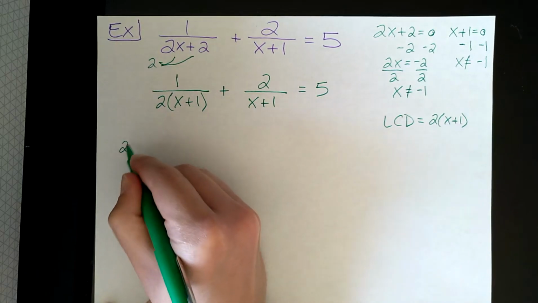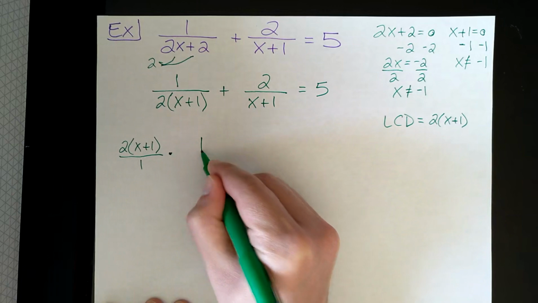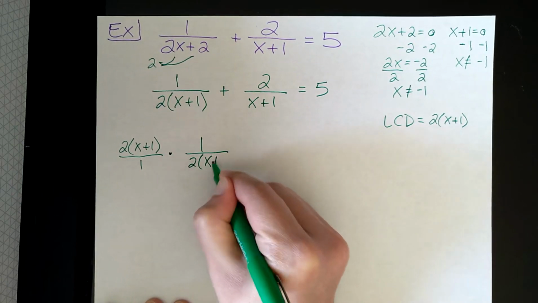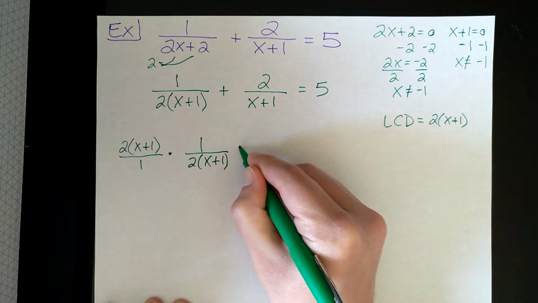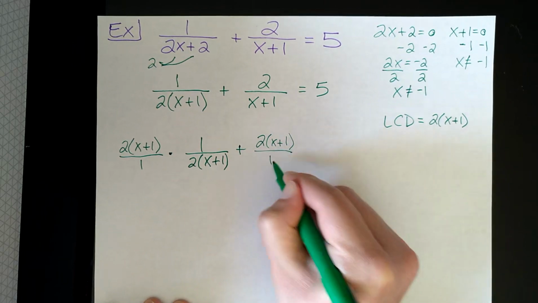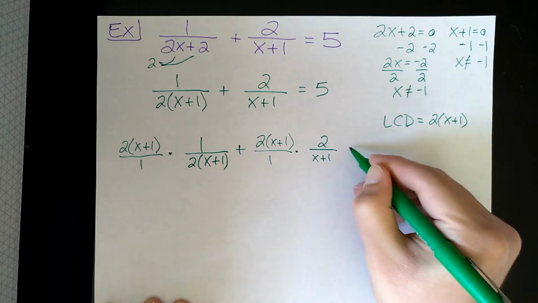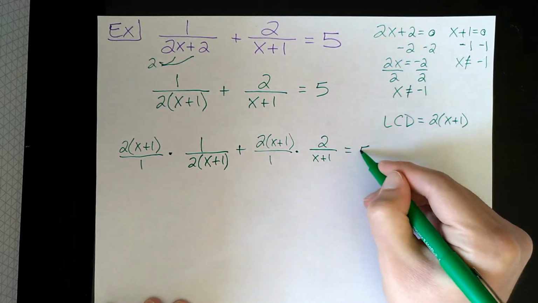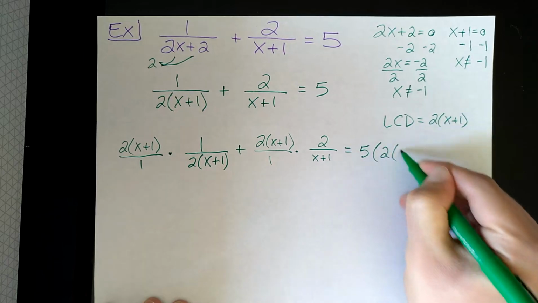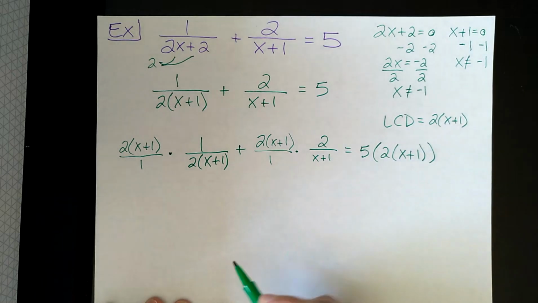So we take 2 times x plus 1 over 1, and multiply that to 1 over 2 times x plus 1. Again, we add 2 times x plus 1 over 1 and multiply that to 2 over x plus 1. And finally, we multiply the 5 by 2 times x plus 1. Now we start canceling terms. This should get rid of all of our fractions if we found the correct LCD.